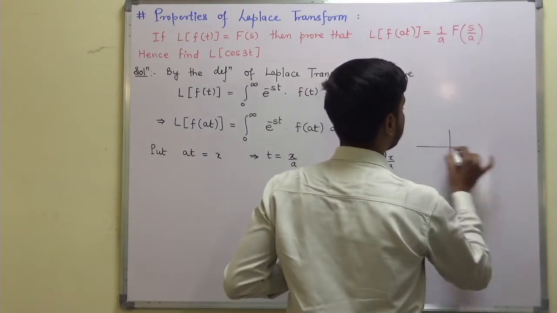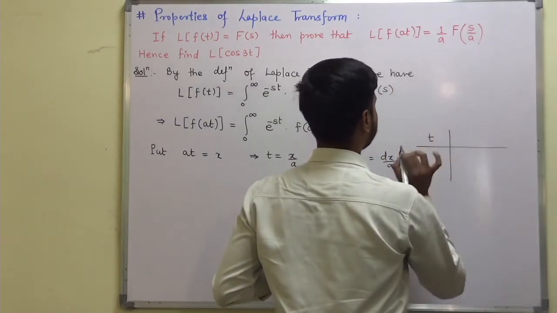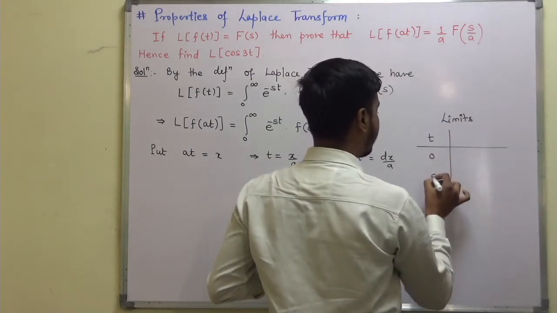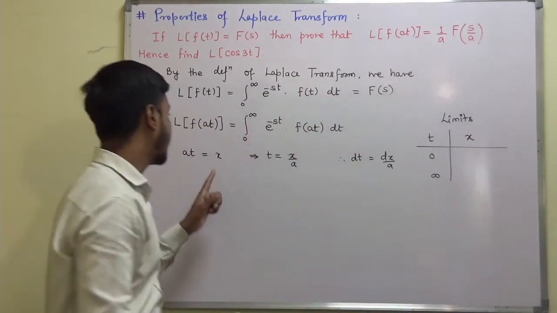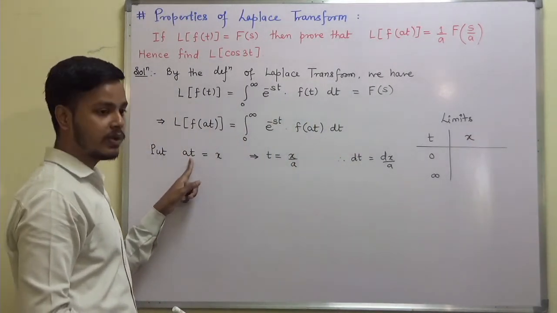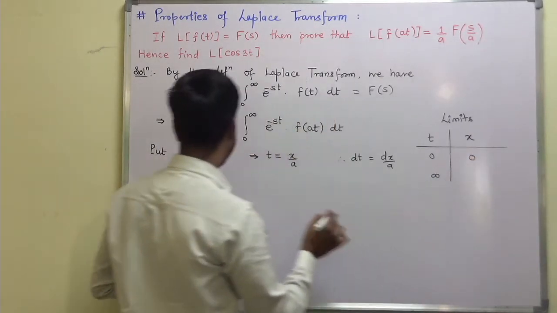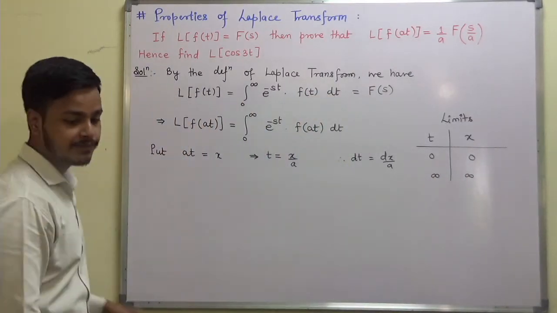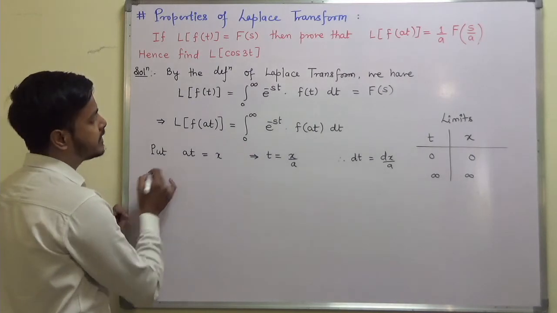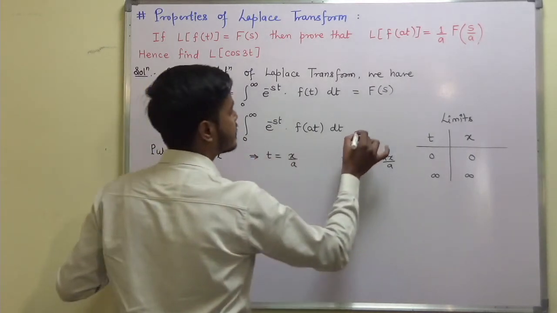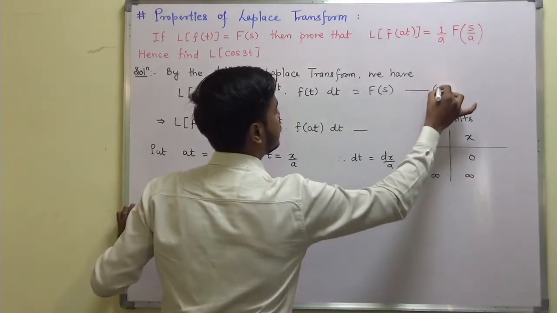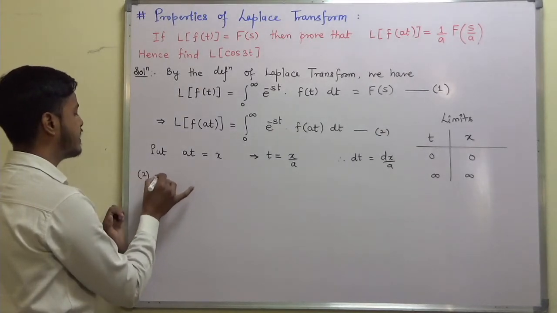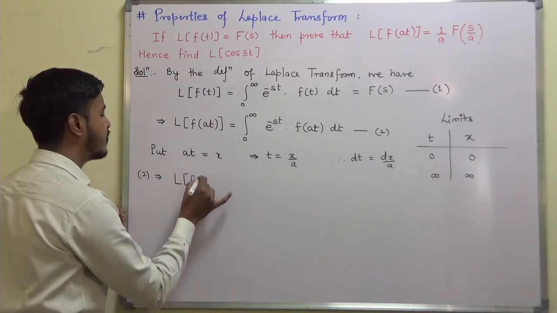Because the limits of t are 0 and infinity. What is the limit of x? When I put t is equal to 0, x is equal to 0. And when I put t is equal to infinity, x is equal to infinity. So limits are unchanged, right? Say this is equation 1 and say this is equation 2. So 2 implies Laplace transform of f of a t.